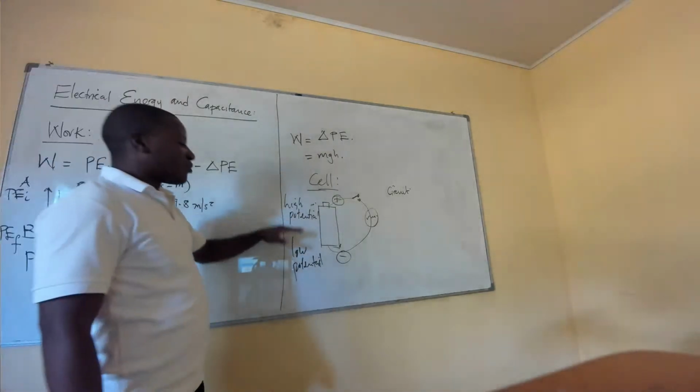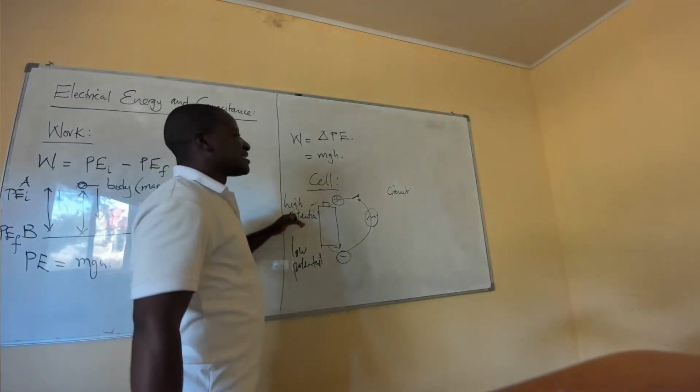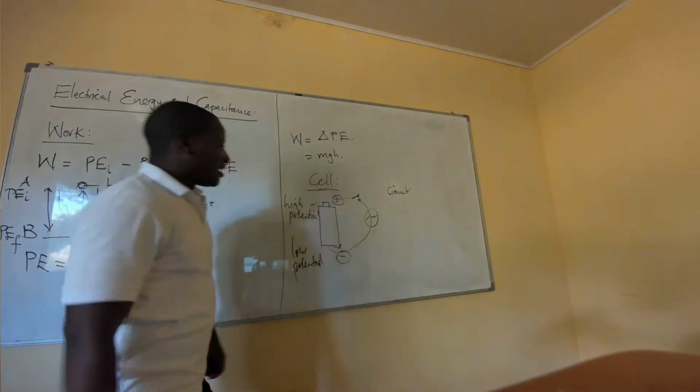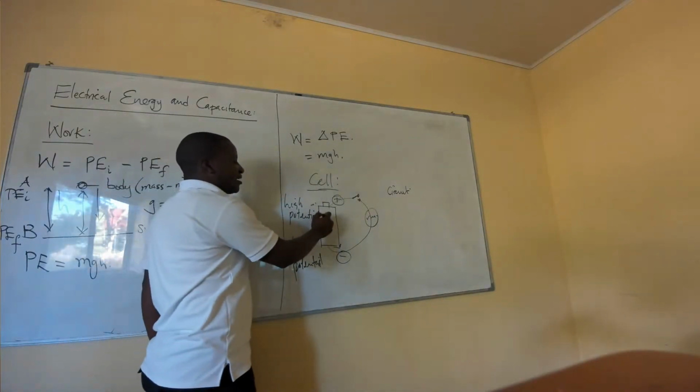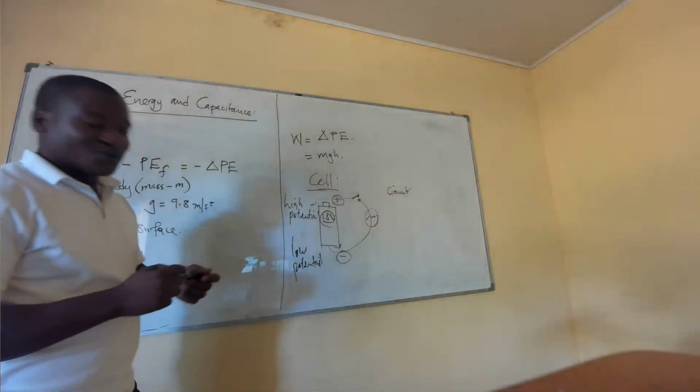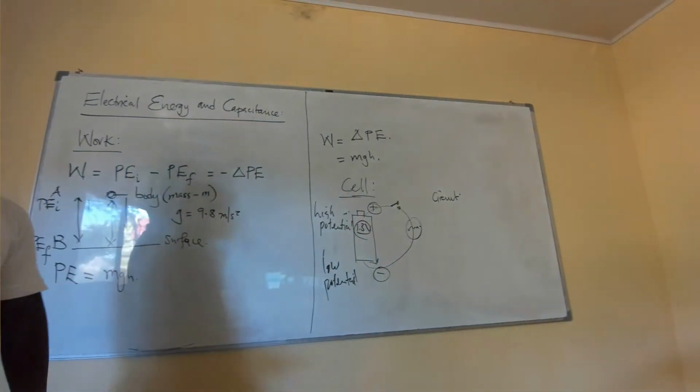And this is the potential which is measured in terms of what? In terms of voltage. That's why when you see a battery, it's written on top here either 1 or 1.5 volts. So that is the potential that you see on the battery.